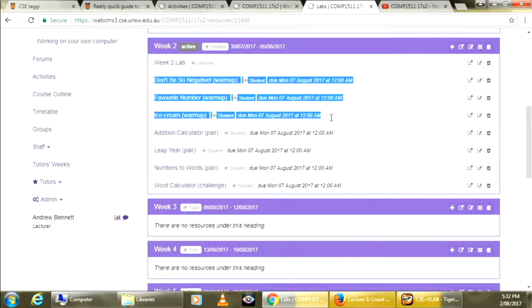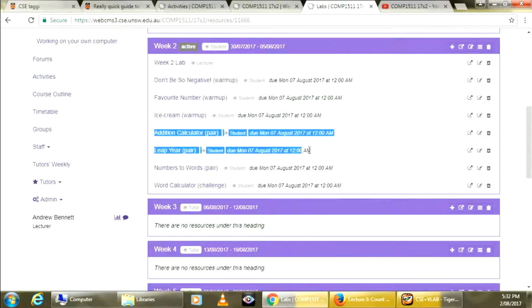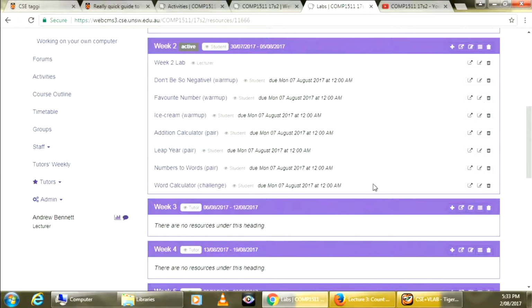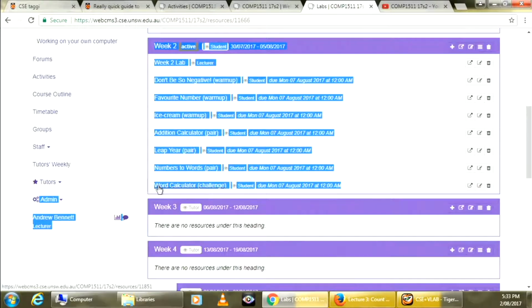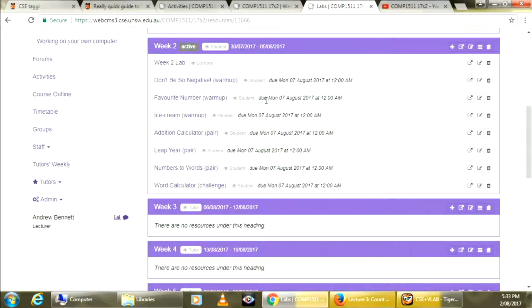And again, with the warm-up ones, you don't have to do them. So the ones that you have to do are the pair ones, and you have to do those with your pair. Does that all make sense? Hopefully? Cool. So if you've been looking at the challenge one and going, oh, this is really hard, I don't know what I'm doing, I'm going to lose marks, you're not going to lose marks. It's fine.